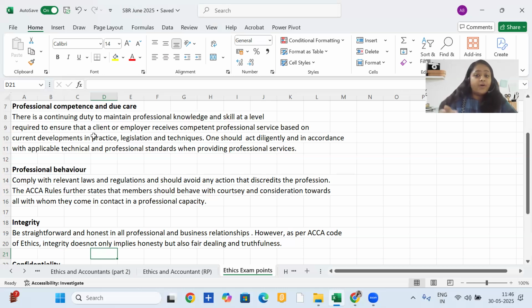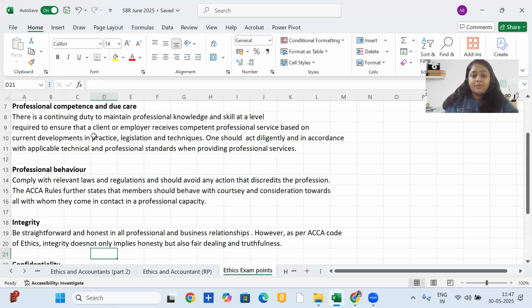For example, we all know that now a new standard is there in your SBR syllabus as well, September 25 onwards, that is IFRS 18. So now, as an ACCA accountant, the professional is expected to know about these changes if he is going to apply them, if he is a part of financial reporting applications. So this is where professional competencies play a very important role.